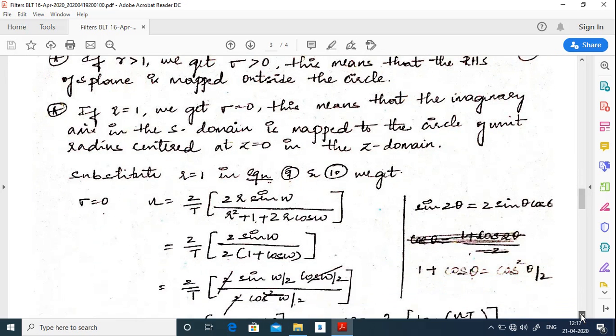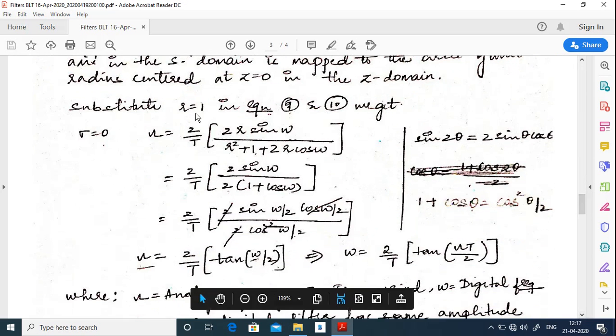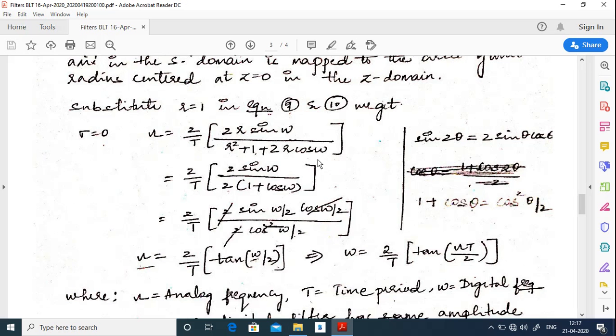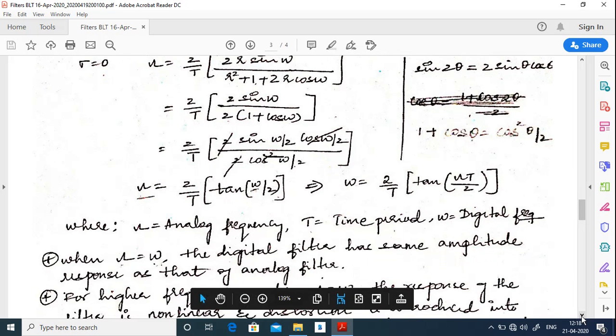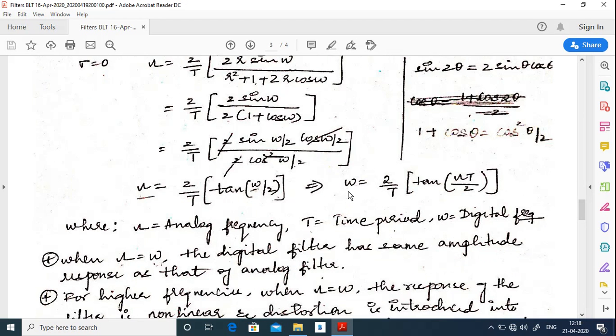Okay, so now this is the substitution for r is equal to 1, sigma will become 0. So here you will get it like this. After you substitute, this can be written like this. Now if you use sin 2 theta is given by 2 sin theta cos theta, and 1 plus cos theta is equal to 2 cos square theta by 2, I'll expand, simplify, and finally I'll get it like this. Omega is equal to this much, or this digital omega is given by this, where this is analog omega, this notation is time period, and this notation is digital frequency.